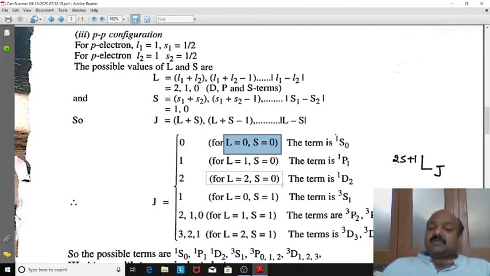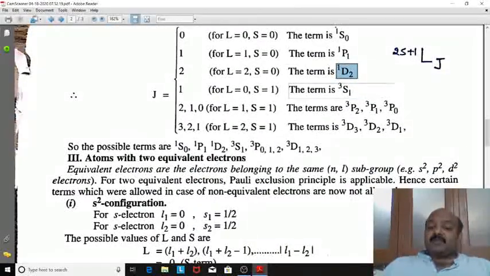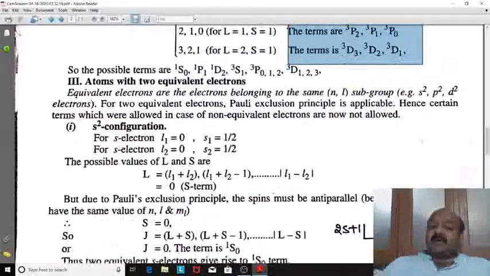Now think of this. S value 0, L value 2. L is equal to 2, so it corresponds to D term. S is equal to 0, put here: 2 into 0 plus 1 is 1. 2 plus 0 is 2, so J value is 2. Proceeding in the same way, you can calculate the various terms, and all these terms will be available.